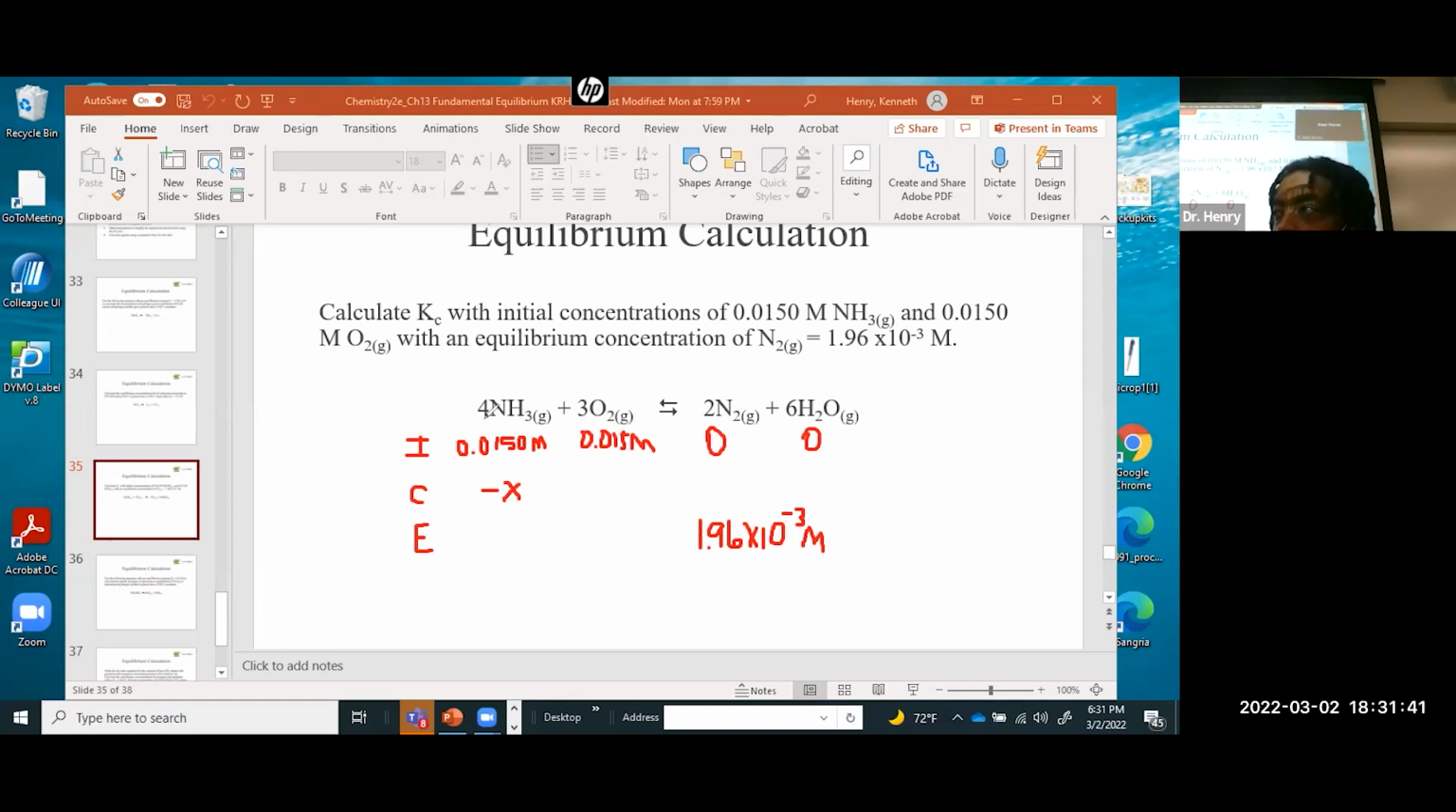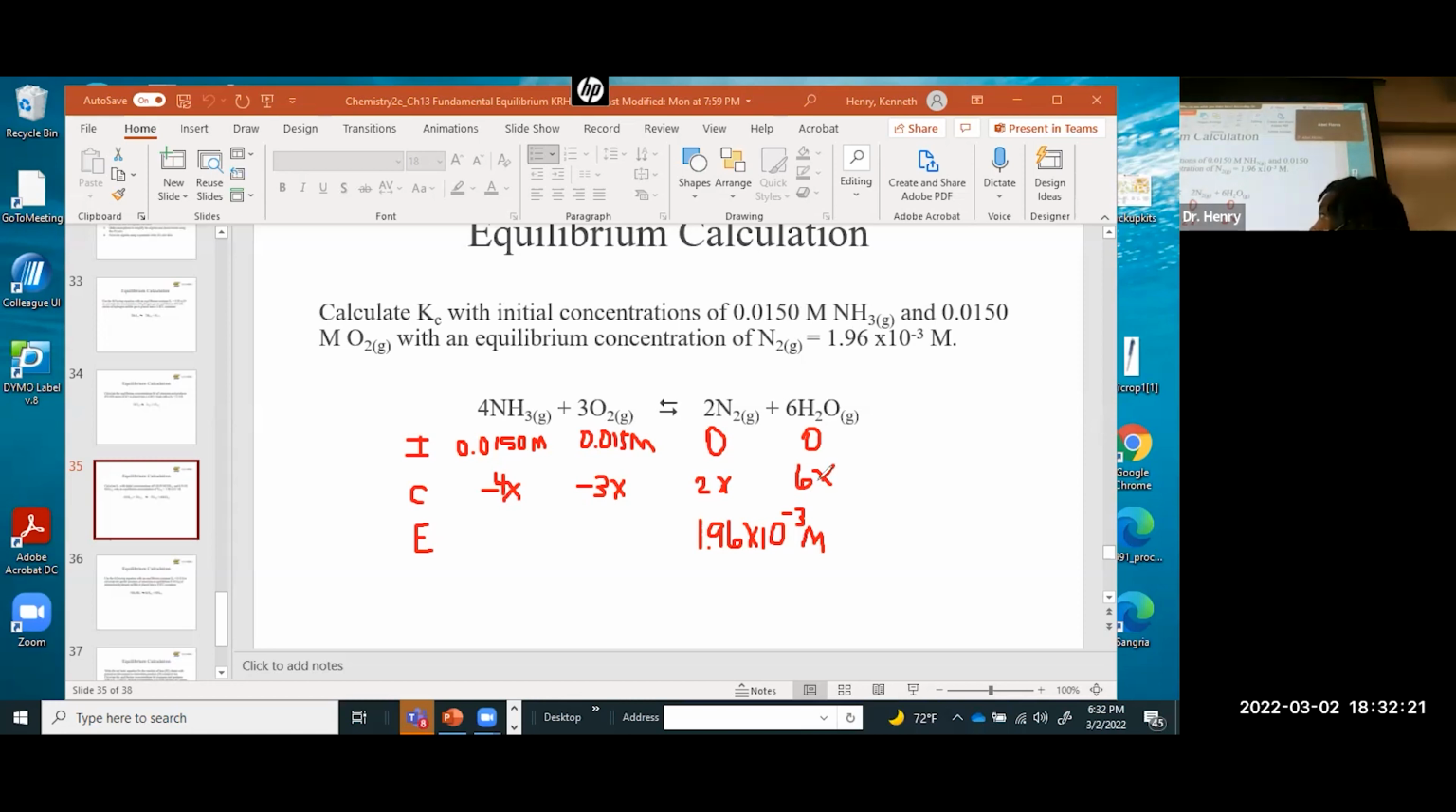So now remember, we have to take into consideration the molar properties of each one, right? Yeah, so we could say 4x. So then this guy would be 3x. And then these guys are going to be 2x and 6x. No, but you have to take the mole to mole ratio.